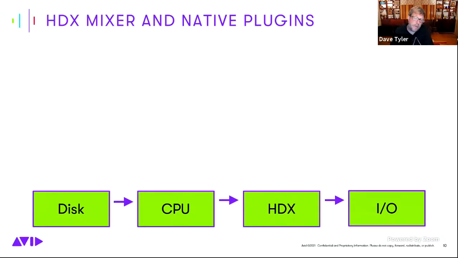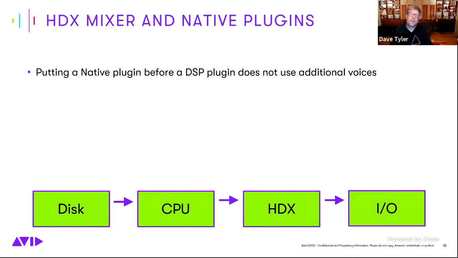Obviously, it goes through the CPU because the disk is attached to your computer, so the CPU has to handle that. Then it passes through to the HDX card, which is where our mixer resides, and then out from there to our I/O. So if you put a native plugin before a DSP plugin on an audio track, it doesn't use any additional voices. There's no issue there because the audio has come off disk, gone onto the CPU, to the HDX card, and so on.